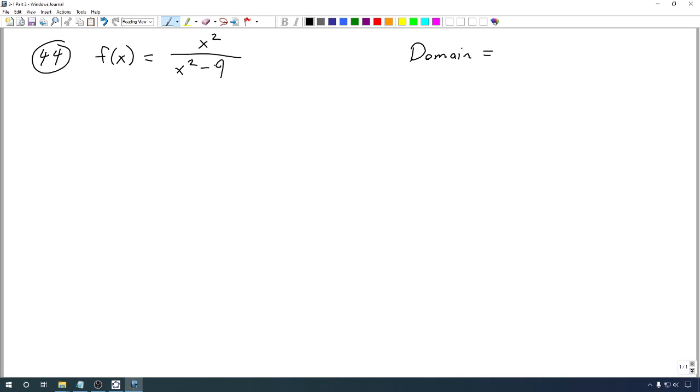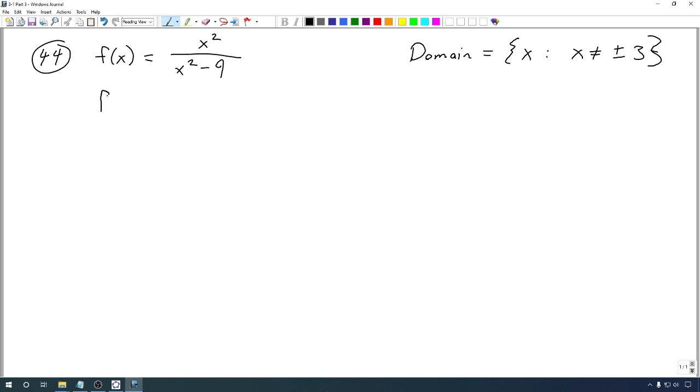Well, of course, we have a fraction. So in a fraction, we are going to think about where the bottom equals 0. Where does x squared equal 9, essentially? Of course, that's when x is going to be either 3 or negative 3. I'm just going to go ahead and write that as the domain is all x's, where x is not plus or minus 3. So we have to leave out plus and minus 3.